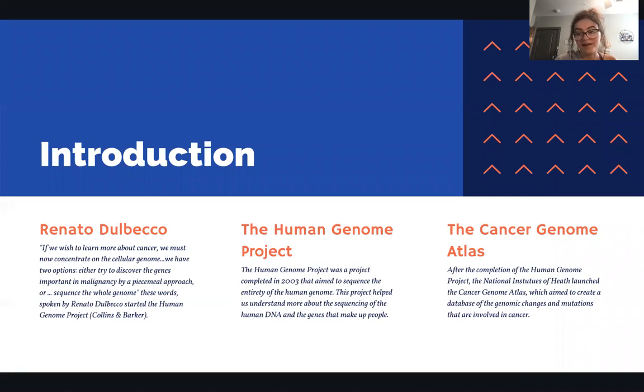So this then gave rise to the Cancer Genome Atlas. Now, this was started after the completion of the Human Genome Project. Both of these projects were done by the National Institutes of Health, and this aimed to create a database of all, if not most, of the genomic changes and mutations that are involved in cancer. So it just aimed to create a widespread database of the genes that are involved in mutating and that are causing cancers, which this article was focusing more on the Cancer Genome Atlas.